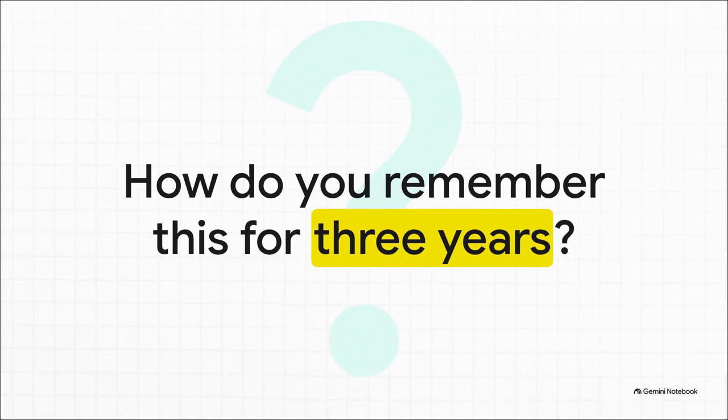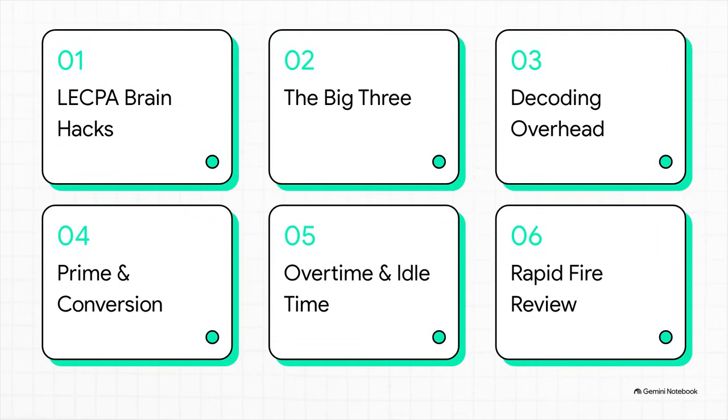So today, we're using a psychological technique called cognitive chunking. We're going to build actual mental folders in your brain so this information locks in for the next 3 years. Here's our roadmap to set up those mental folders today. We've got LECPA brain hacks, the 3 elements of manufacturing, decoding manufacturing overhead, prime and conversion costs, overtime and idle time, and finally, a rapid-fire bullet review.